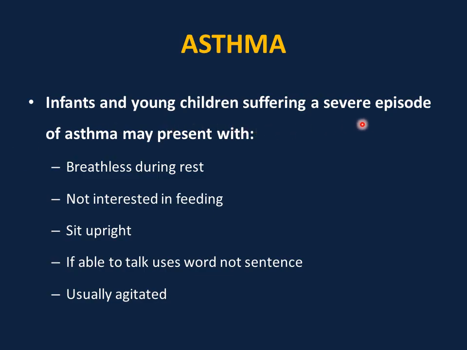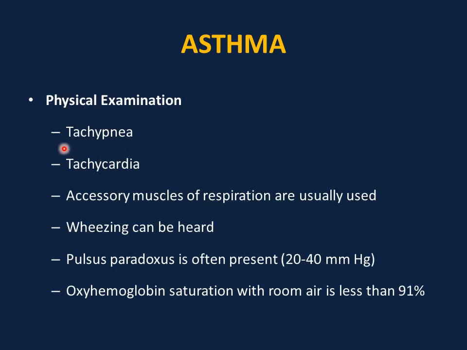Infants and young children suffering a severe episode of asthma may present with breathlessness during rest, not interested in feeding or poor feeding, sitting upright. If able to talk, they use words, not sentences, and usually they are agitated. Tachypnea is a very important sign indicating the severity of the asthma. Tachycardia, accessory muscle use or retractions. Wheezing can be heard but can also be absent, especially when the asthma is more severe. So absence of wheezing should not make you feel comfortable that the child is better; it can be even worse.